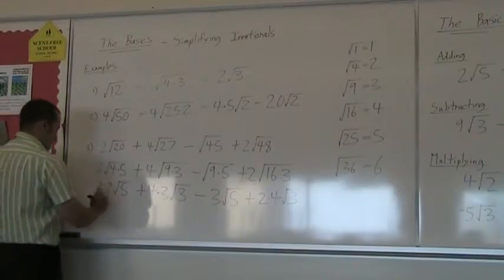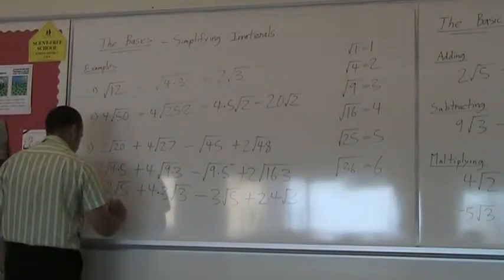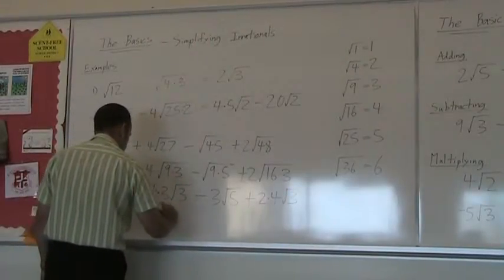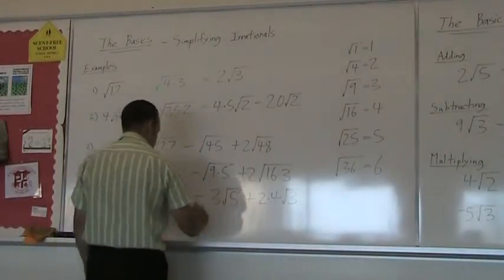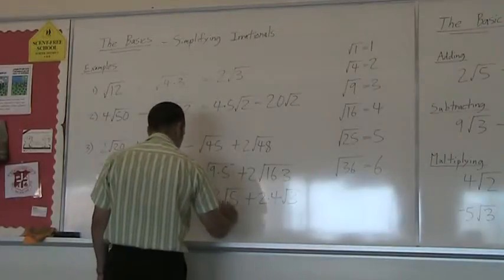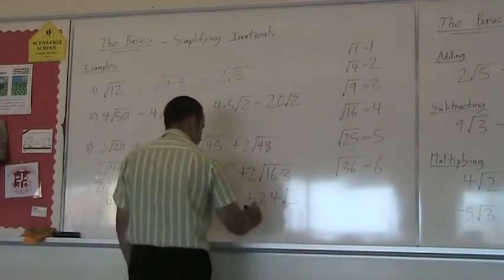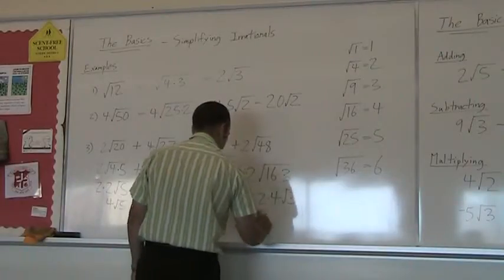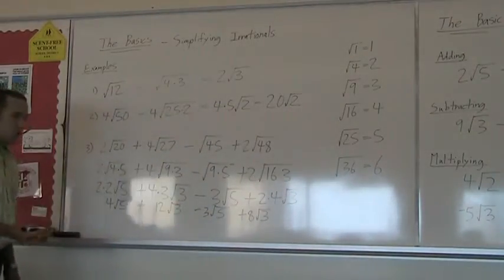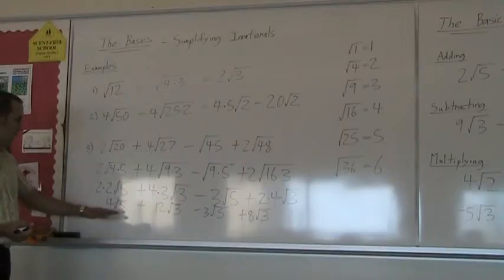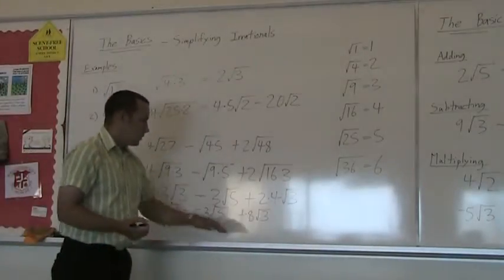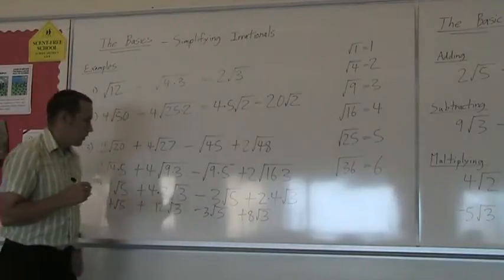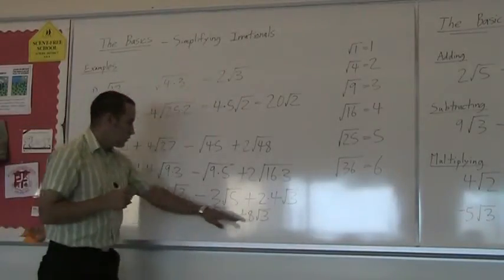So now I have 4 square root of 5 plus 12 square root of 3. Subtract 3 square root of 5 plus 8 square root of 3. Now I can simplify because I do have irrational terms that are the same. I have a square root of 5 here and a square root of 5 here. Square root of 3 and a square root of 3 here.